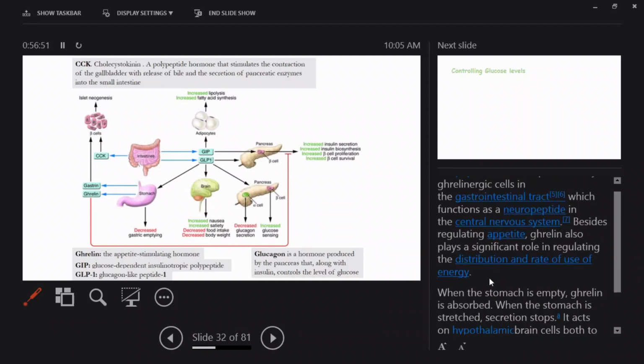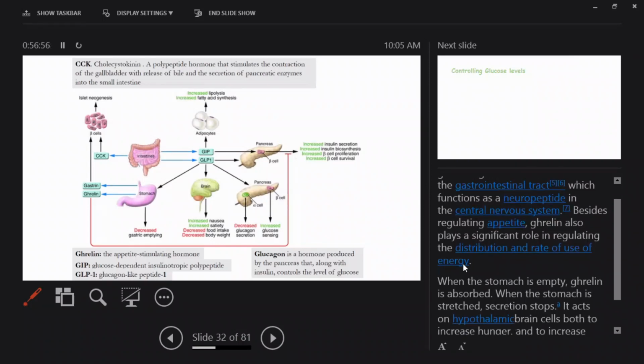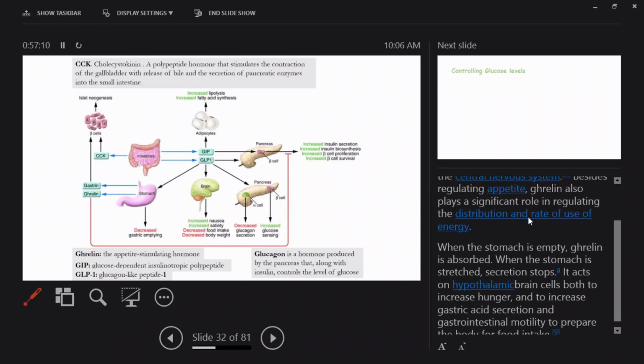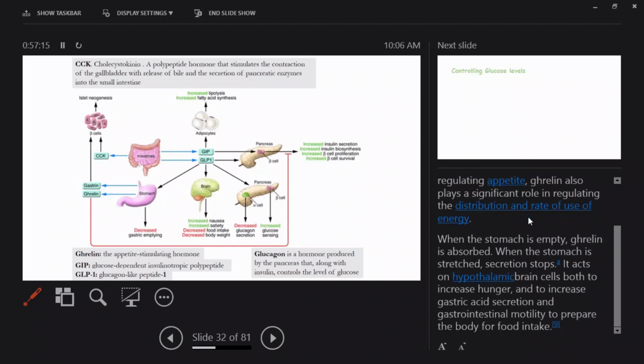When the stomach is empty, ghrelin will be produced. It sends signals to the brain to make us eat because it is an appetite stimulating hormone. When the stomach is stretched, secretion stops. It acts on hypothalamic brain cells both to increase hunger and to increase gastric acid secretion and gastrointestinal motility to prepare for food intake.